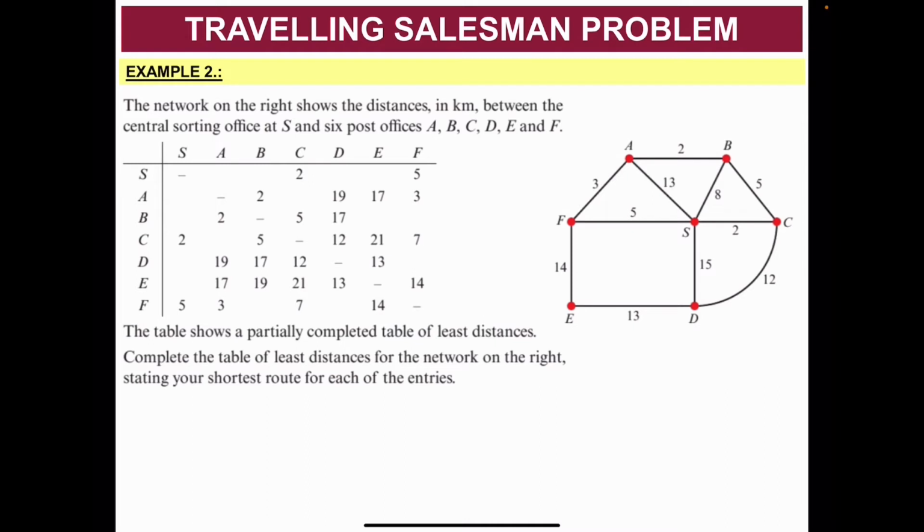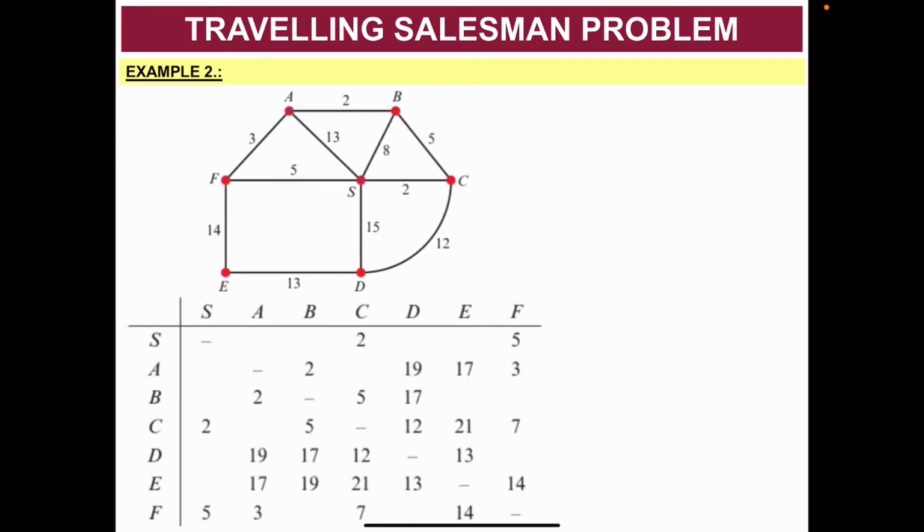A similar story is here, except you are given not to fill in the whole table, just to complete it. And you have 6 post offices. The central office or sorting office is at point S, that means this one. And our task is to complete this table of least distances for the network in the picture. You need to state your shortest route for each of the entries.